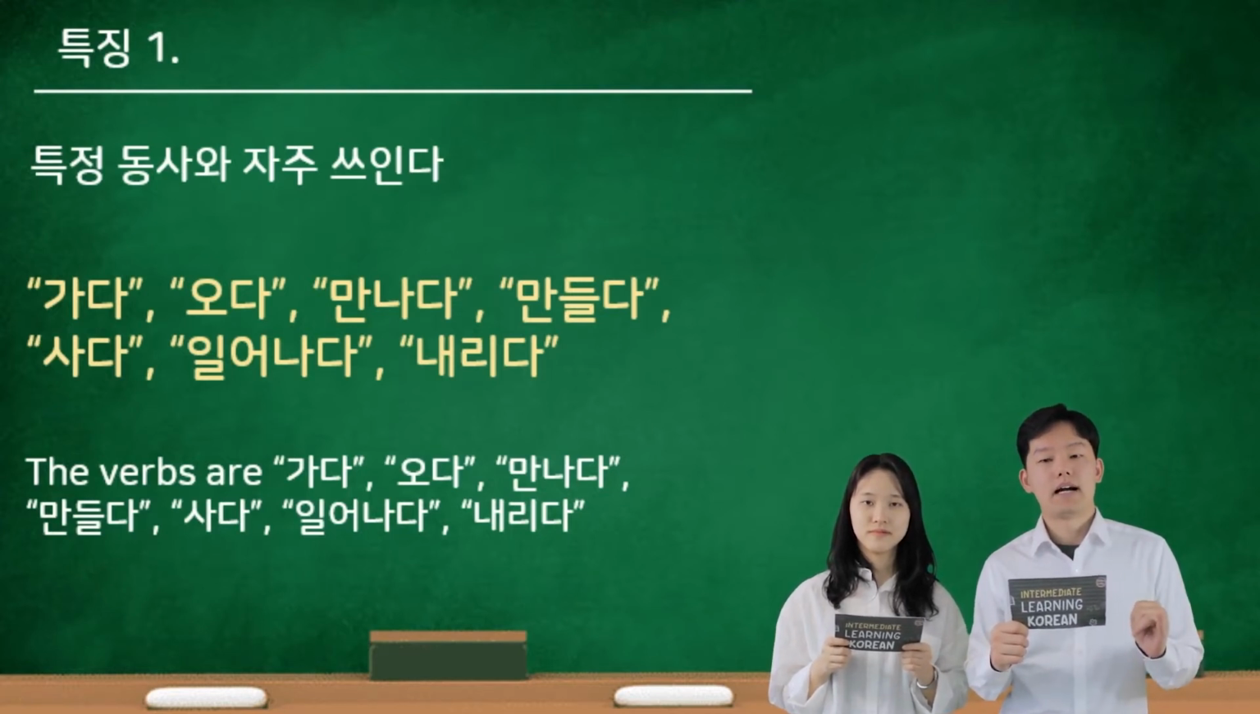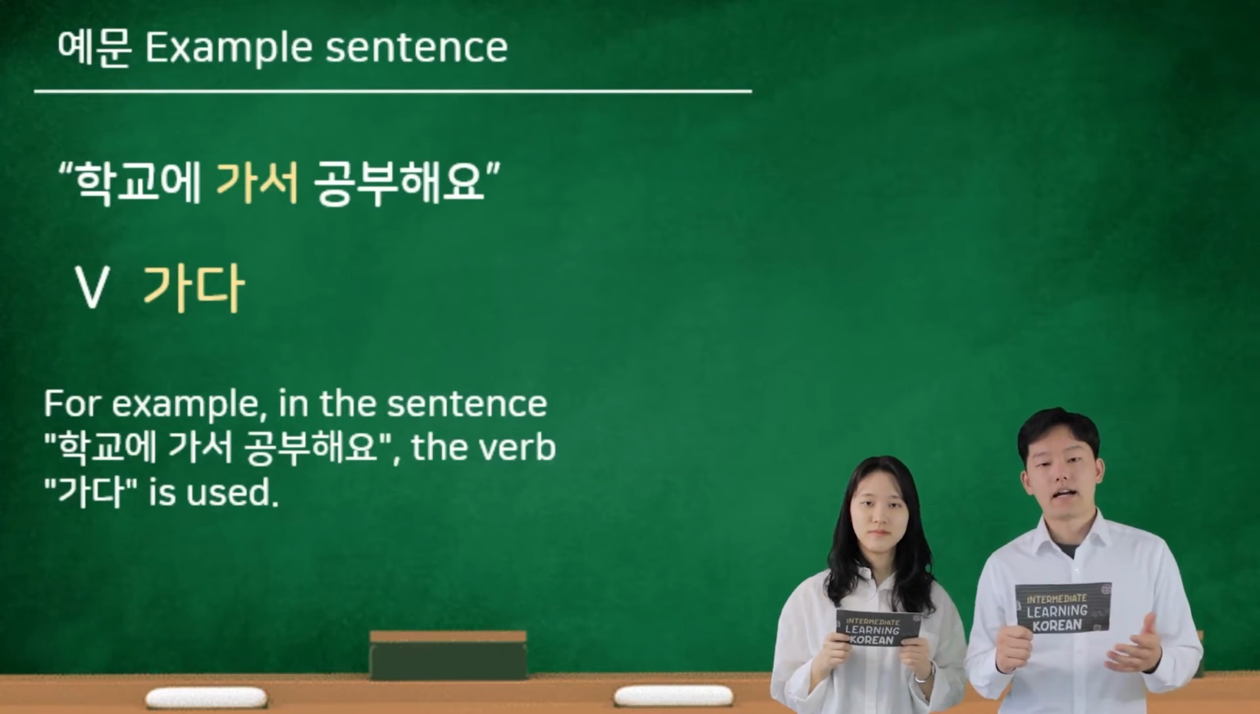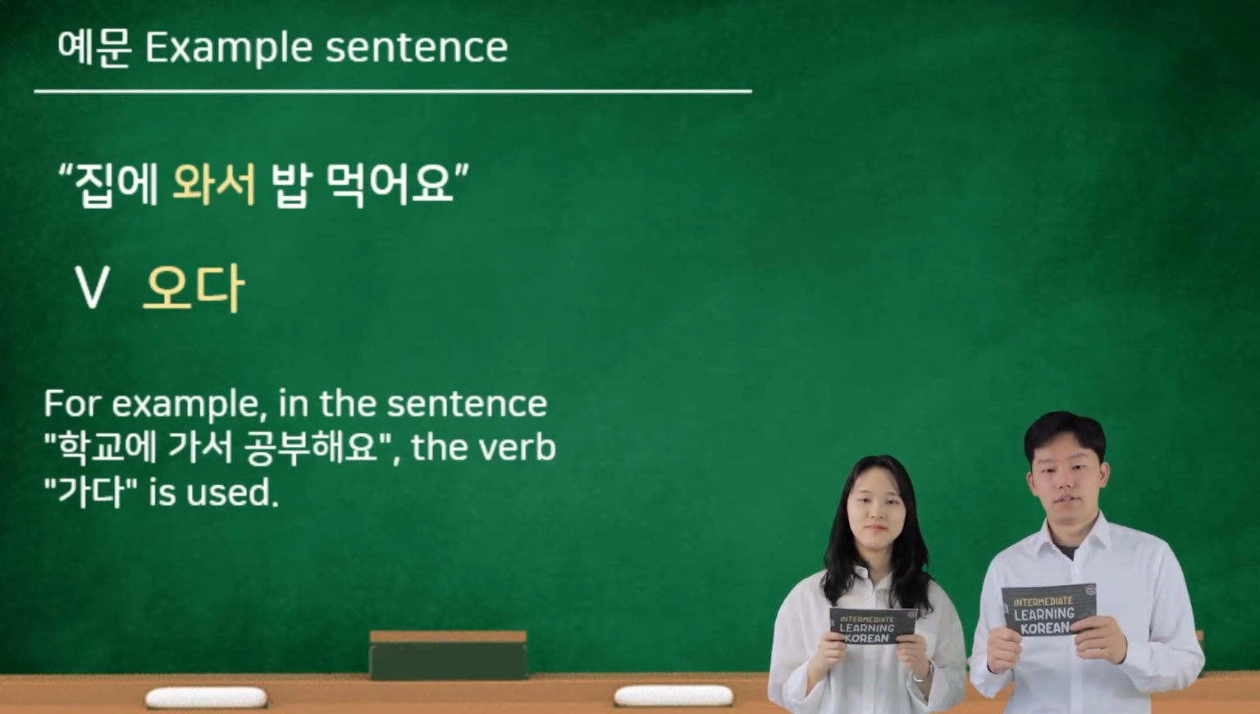Then the third feature is that -아서/-어서 are not used with endings indicating tense. For example, if you combine the sentences 나는 학교에 갔어요 and 나는 공부했어요, we cannot use the past tense such as 나는 학교에 갔어서 공부했어요. If you correct this sentence, it becomes 나는 학교에 가서 공부했어요.